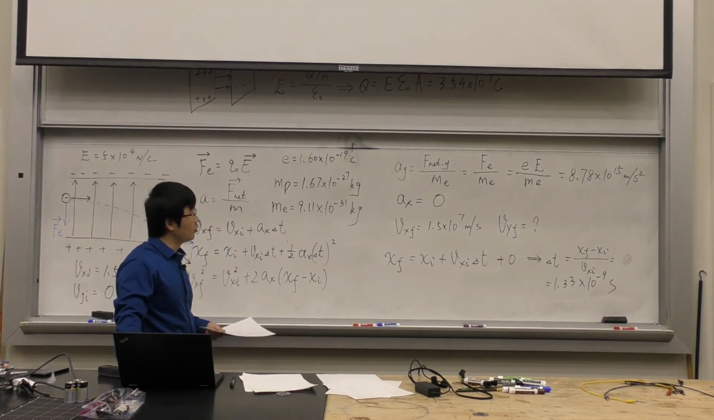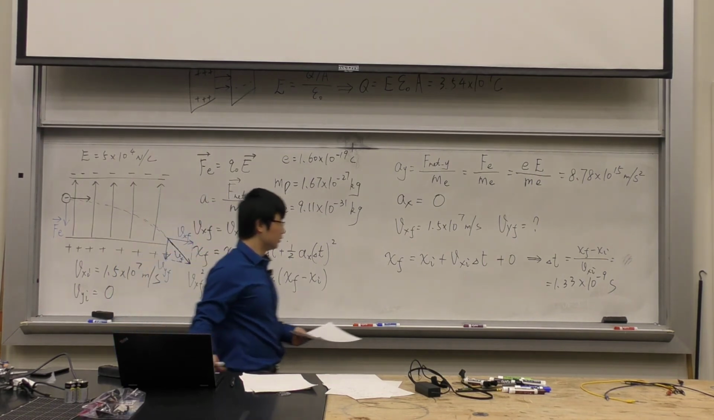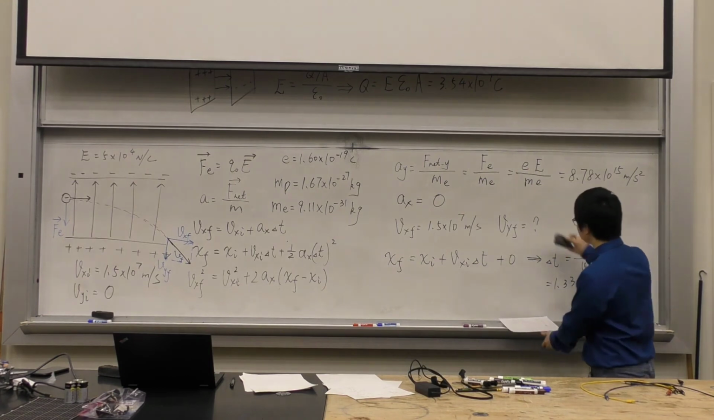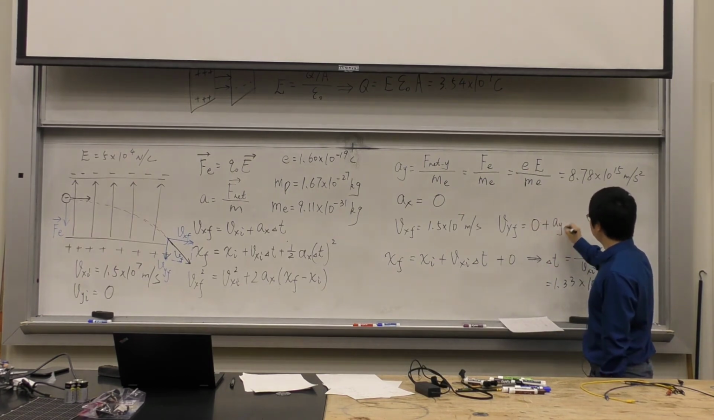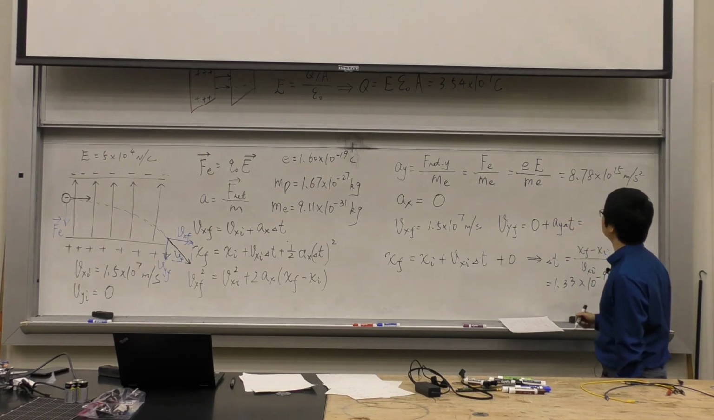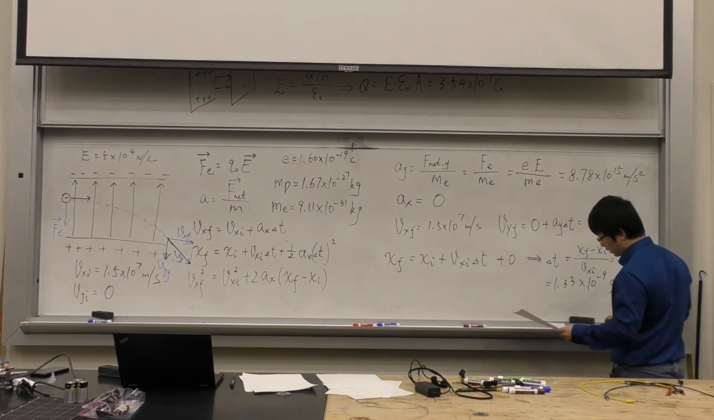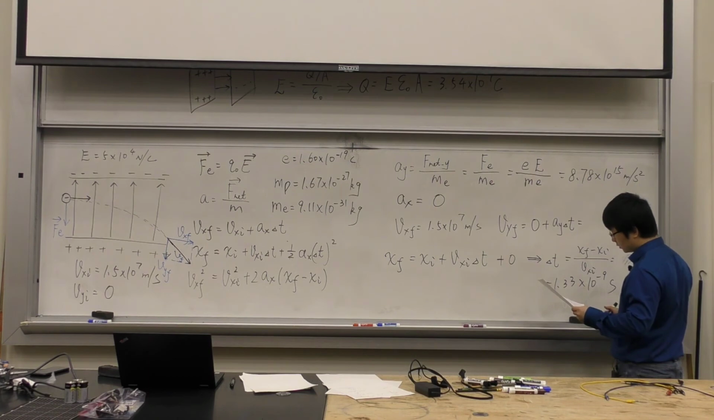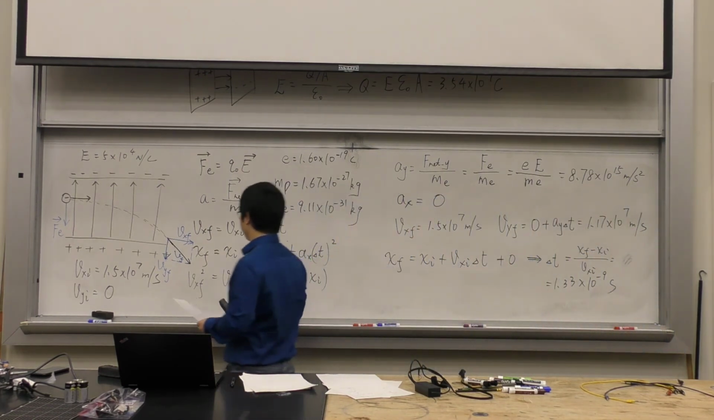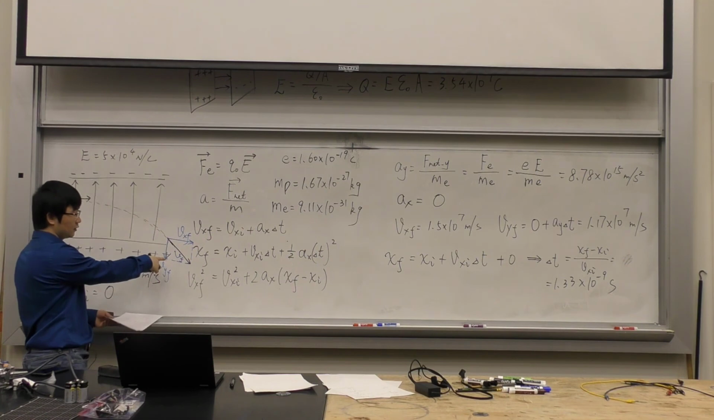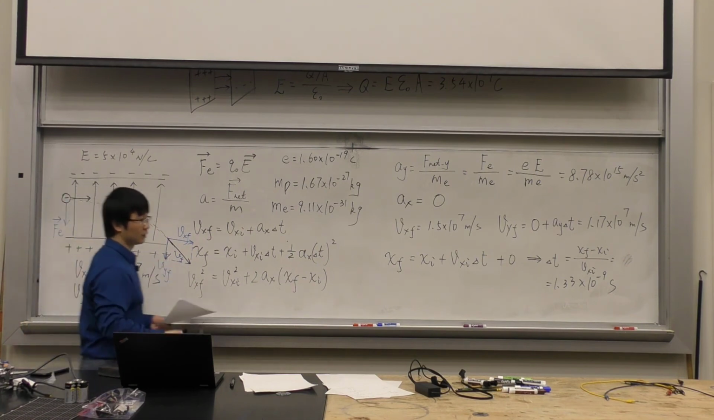Then you can go ahead and find the final velocity in y direction, because the initial is 0, and then it's ay times t. So you multiply these two numbers together, and you get 1.17 times 10 to the 7th meters per second. All right, then I'm going to combine them to find the magnitude and direction. We have done that many times.